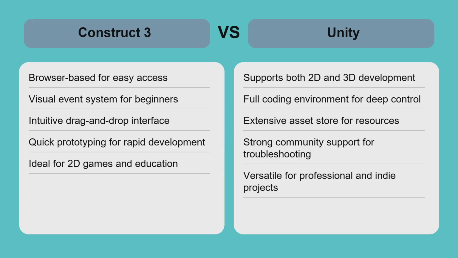For developers aiming to build commercial-grade titles with advanced graphics and physics, Unity provides the necessary tools but requires coding expertise and more time investment. Trade-offs include Construct 3's limitations in 3D and customization versus Unity's complexity and resource demands. Choosing between them depends on your project scope, skill level, and desired game complexity.